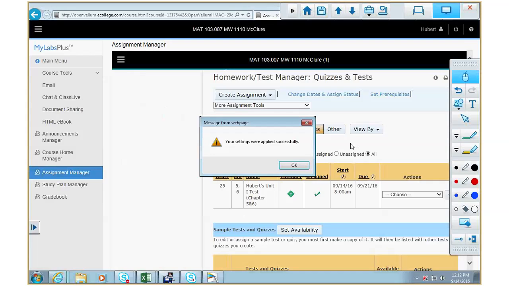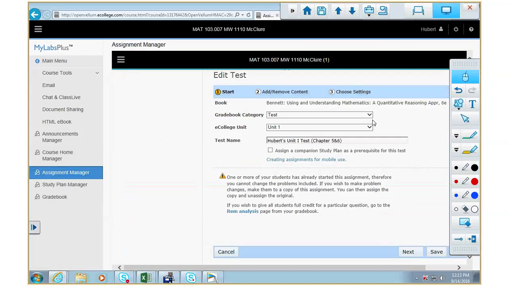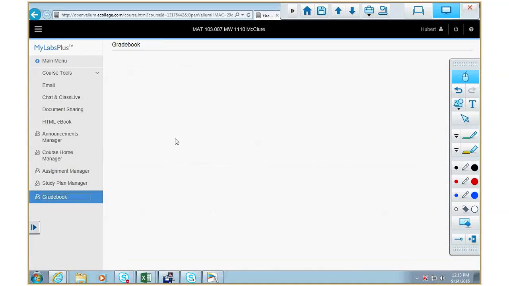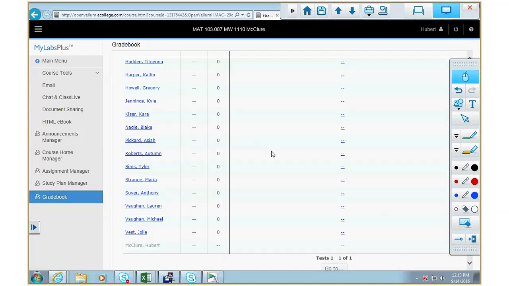Wait a minute. Why didn't it let me edit? It's supposed to let me edit it. One or more of your students has already started the assignment. How can that be? I hadn't. Nobody started the assignment. Y'all see anybody started the assignment?